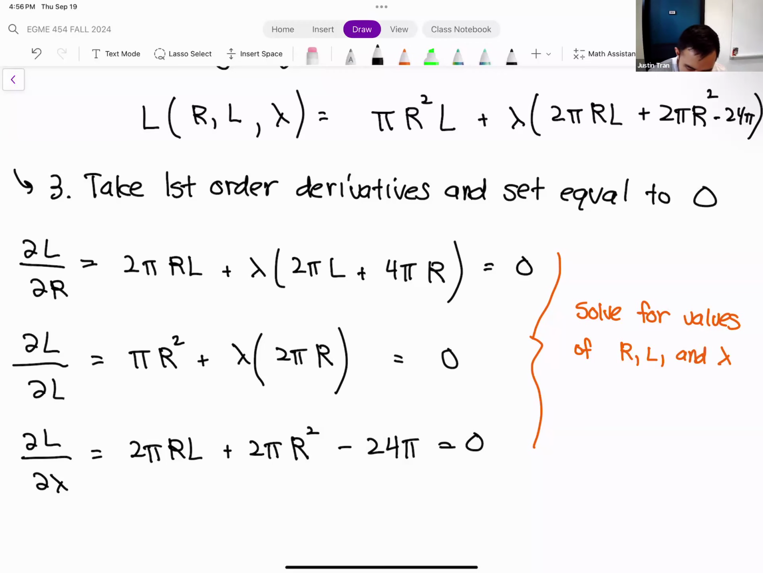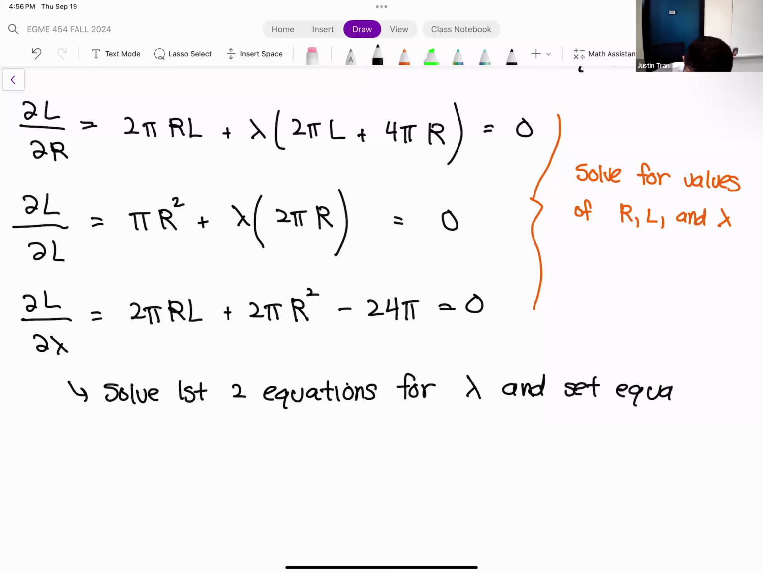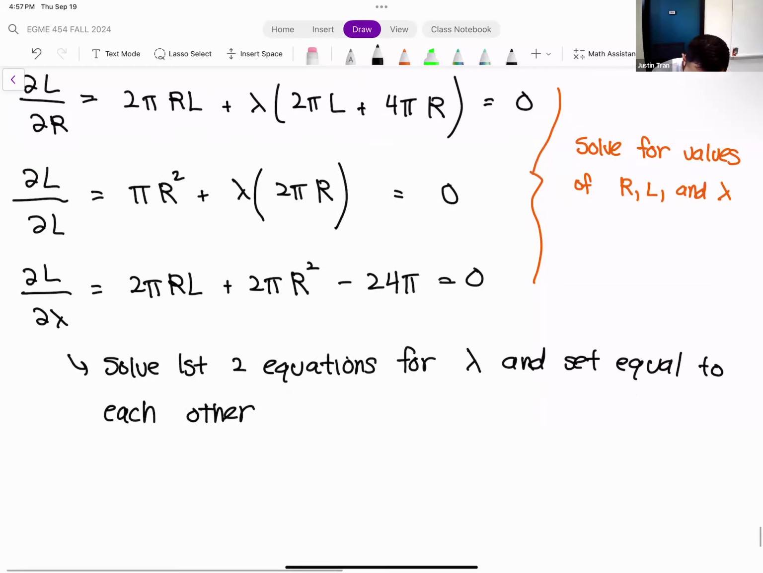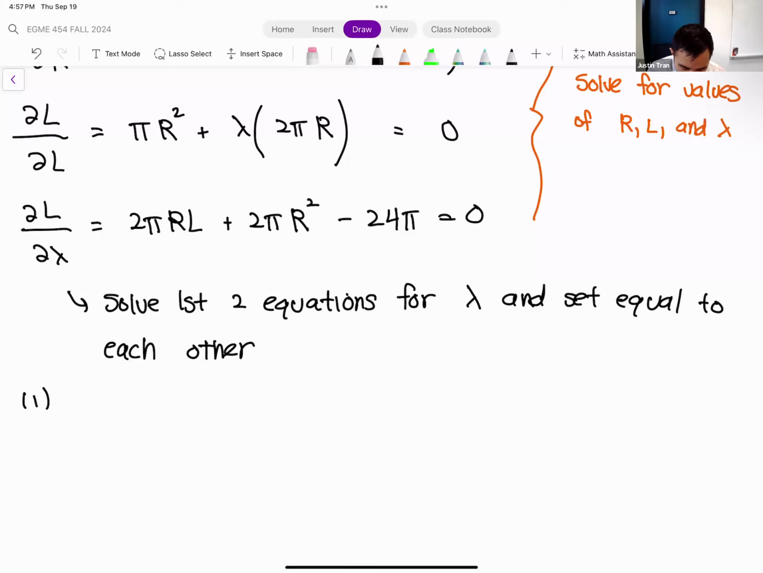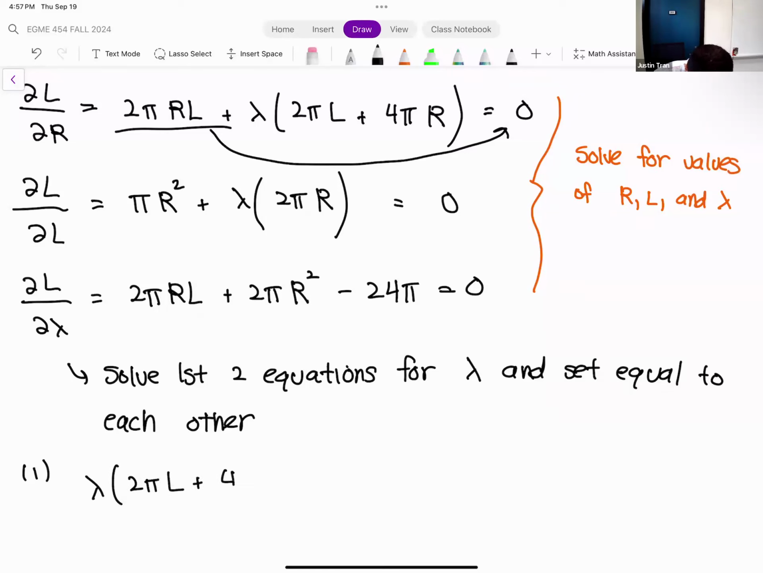Okay, let's proceed. We'll solve the first 2 equations for lambda and then set them equal. I'm going to start with equation 1, our partial derivative of the Lagrange function with respect to the radius. I'm going to isolate the lambda term on one side of the equation, moving this 2 pi RL to the other side. Doing so, we get lambda times 2 pi L plus 4 pi R is equal to minus 2 pi RL.